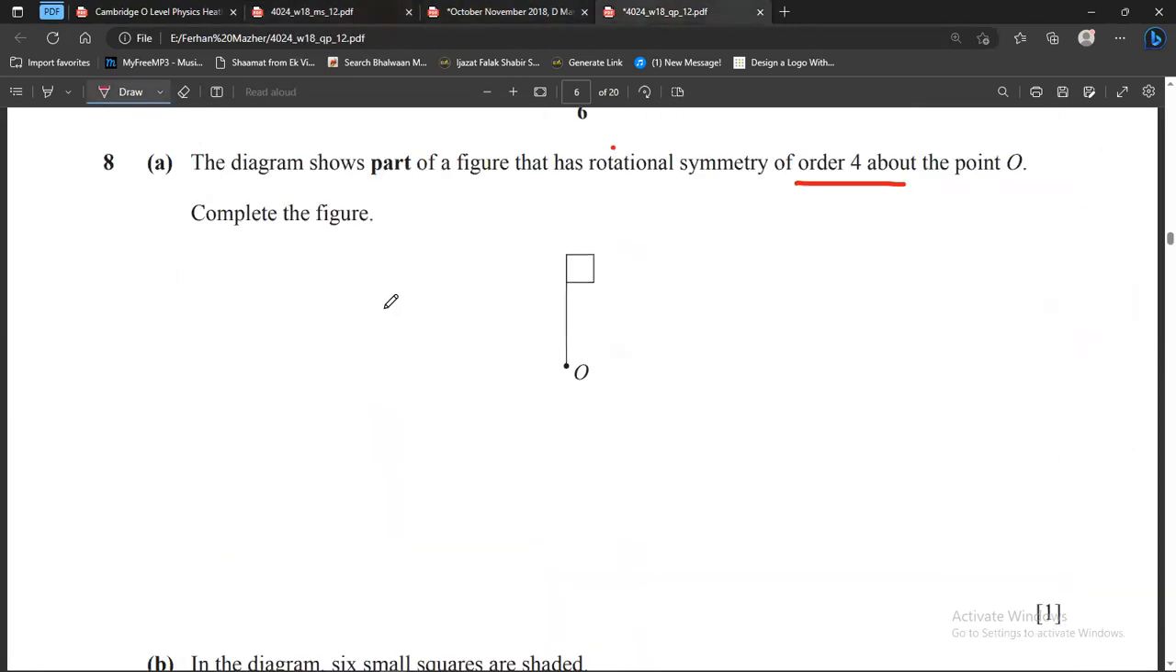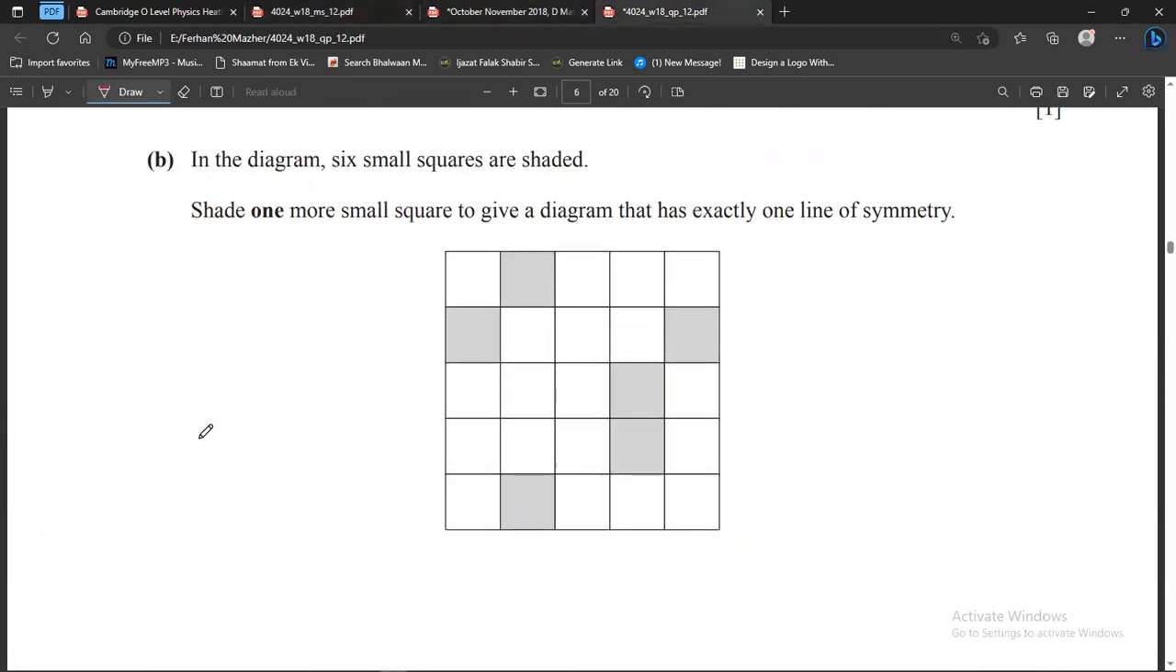Our answer is right. Then they say in the diagrams 6 small squares are shaded. Shade one more square to give a diagram that has exactly 1 line of symmetry. Okay, so I will shade this one. So if I shade this one, you see, and this will be the line of symmetry.